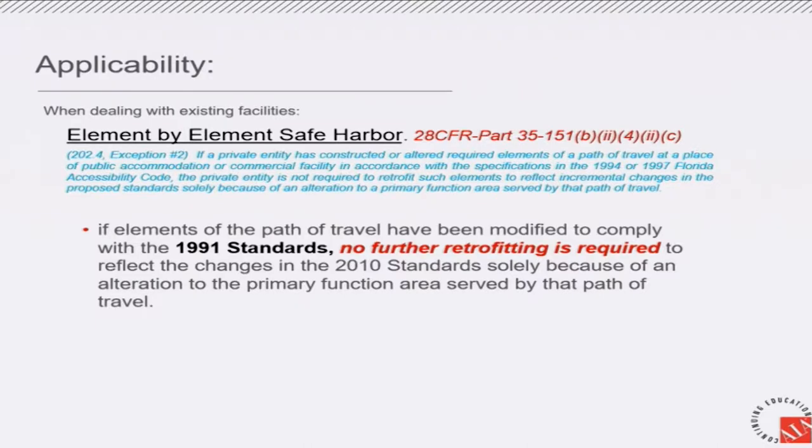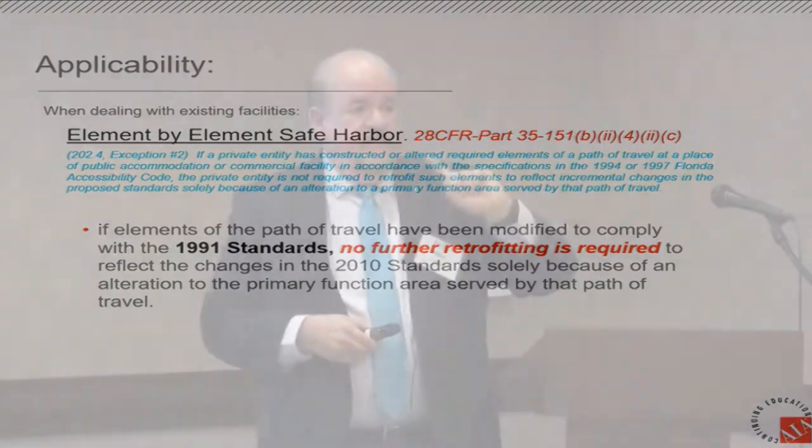If I'm renovating this room, if everything between the entrance to the site and the door to this room is complying with the 91, I do not have a duty to update anything along that path. Okay? That's what this essentially says.